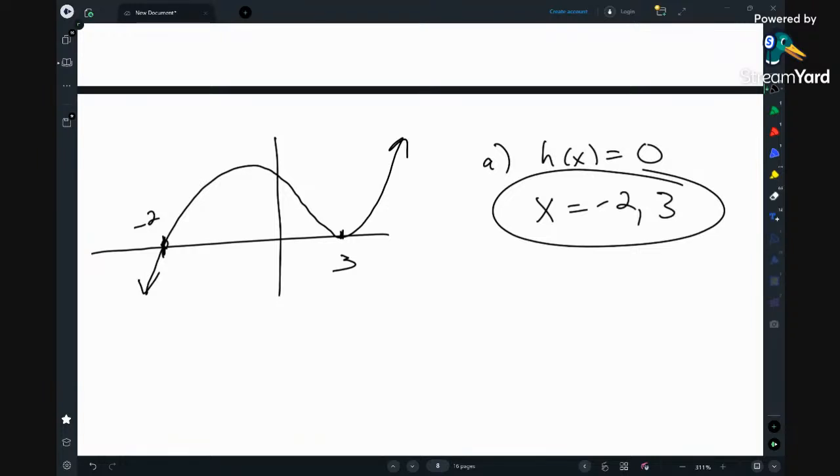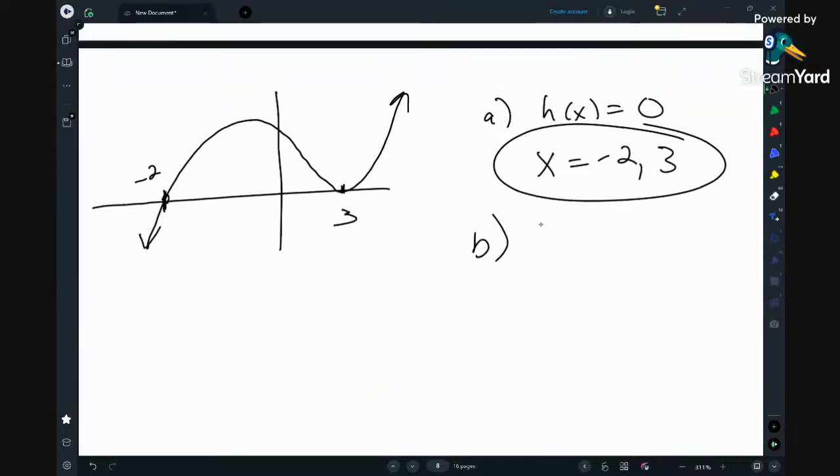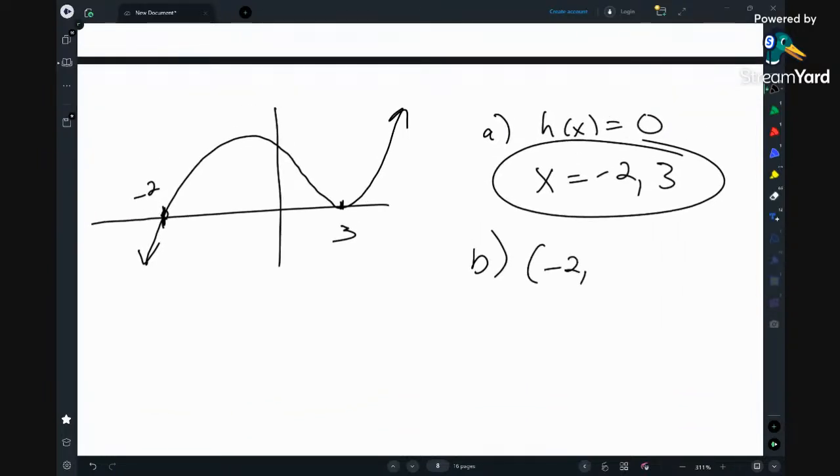B, where is the function greater than 0? Well, it's 0 right here. In between, when it's above the x-axis, it's greater than actually all of this. Now, is it greater than 0 right at 3? No, it's 0. And this is a strict inequality on the paper. So we would say from -2 to 3, 3 to infinity.